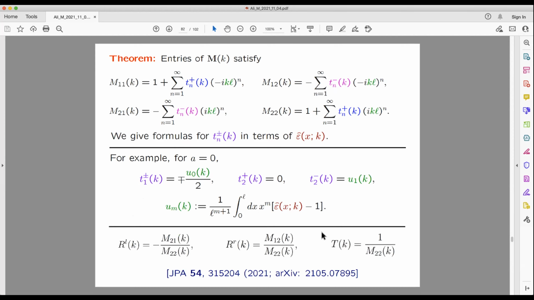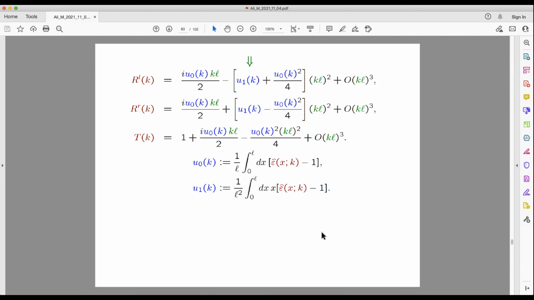And then, well, you just calculate the expansions, put in the formulas for reflection and transmission, expand them again, and you get the low energy or low frequency expansion for reflection and transmission amplitudes. This is the result up to cubic terms for reflection and transmission.